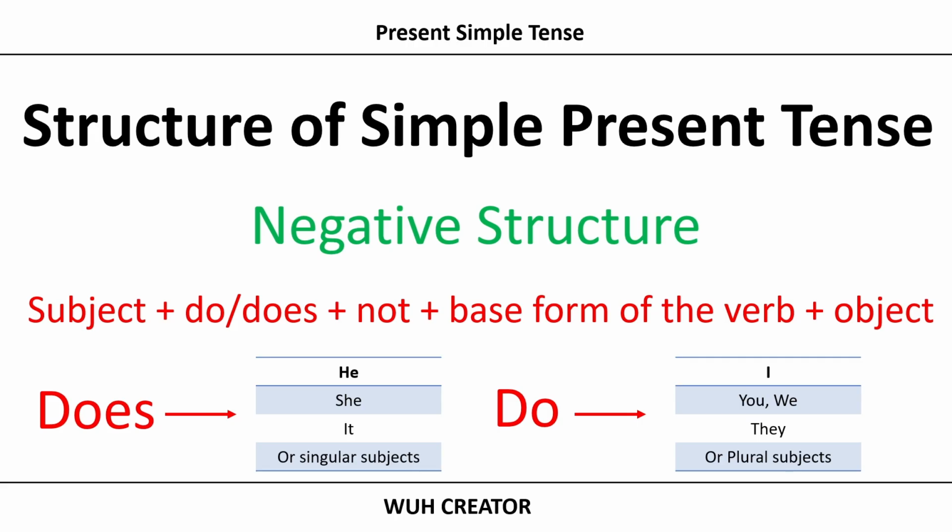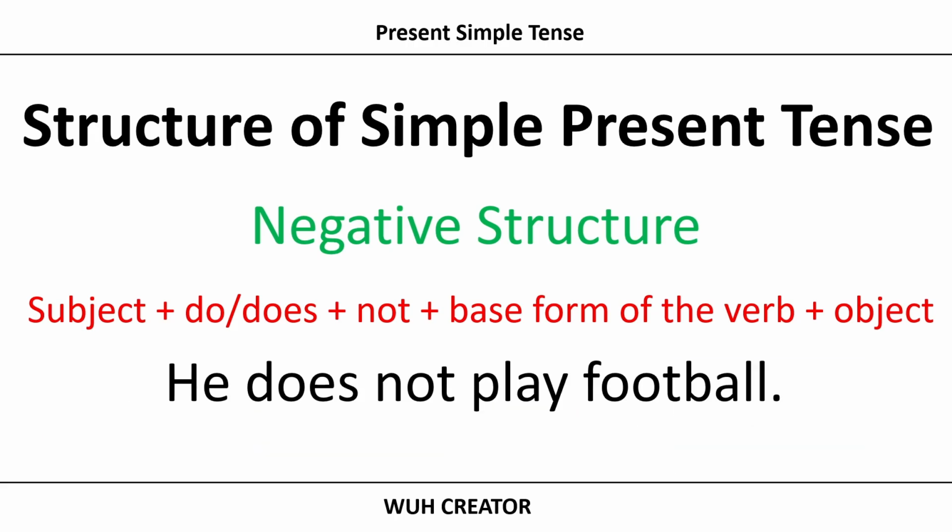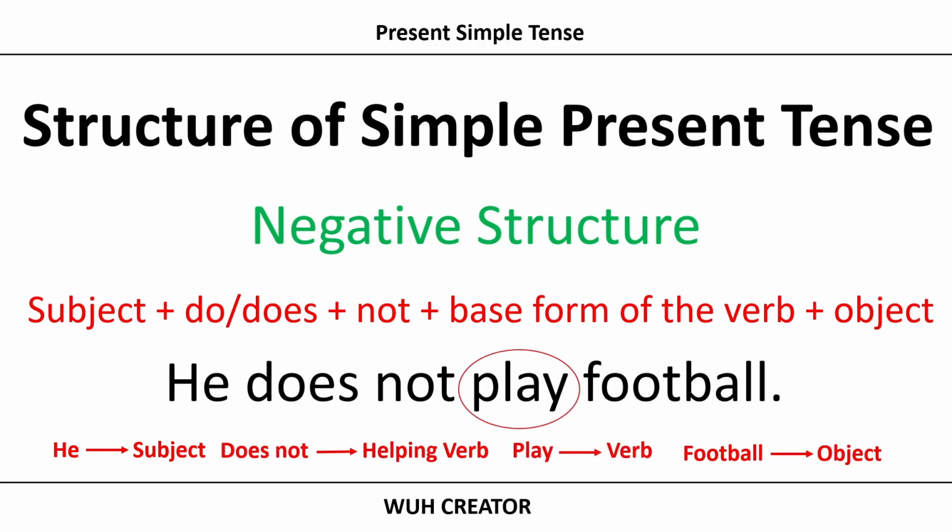Let's discuss examples. The first example is, he does not play football. If you look at this example, the subject is he, which is a singular pronoun. As we discussed earlier, with singular subjects, we use does not. Notice that when we use does not or do not, the main verb remains in its base form. Therefore, we do not add s or es to the verb. That is why we say play, not plays.